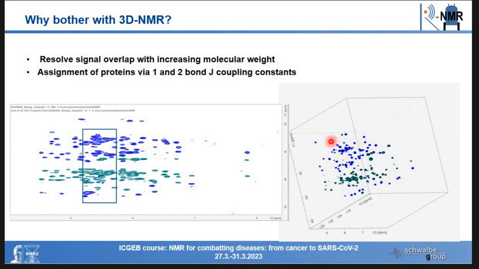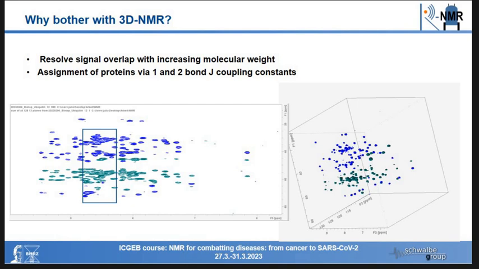peaks. Further, a 3D experiment makes it possible to assign a protein via 1J and 2J coupling constants. That is very straightforward. So even if this would be resolved, it would be very difficult to assign this in a two-dimensional manner. But going to the third dimension, the assignment of a protein is really straightforward.